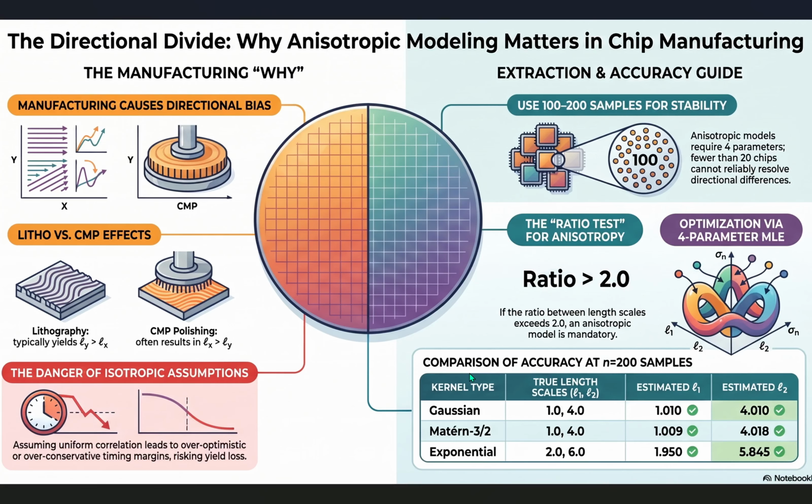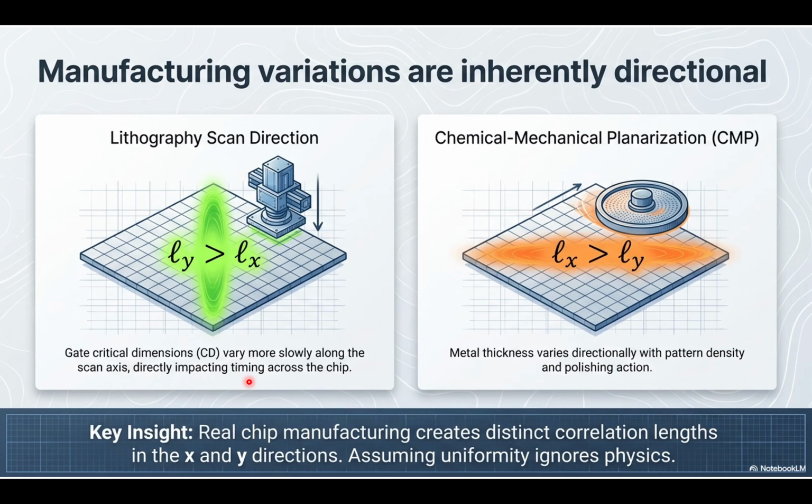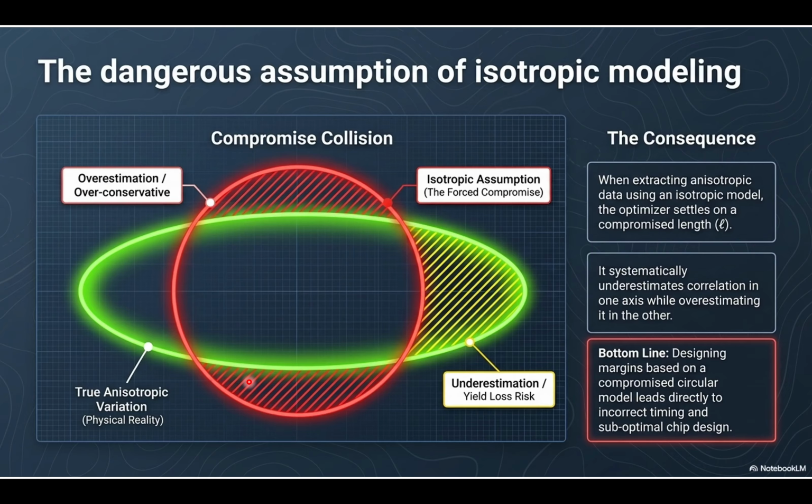In many fields, a compromise is a safe bet, sure. But here, a mathematical compromise provides a highly dangerous false sense of security. The middle ground isn't real. It physically does not exist on the wafer. By picking a number in the middle, the model systematically underestimates the correlation in one direction and overestimates it in the other. You're effectively blinding yourself to the true terrain. Exactly. The design becomes non-optimal in both axes simultaneously.